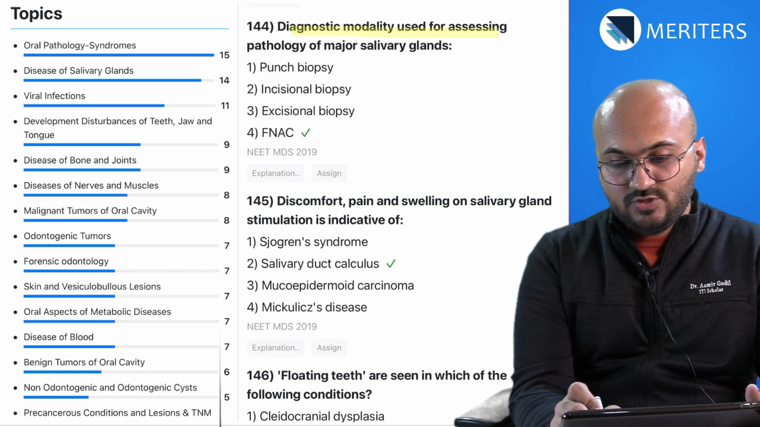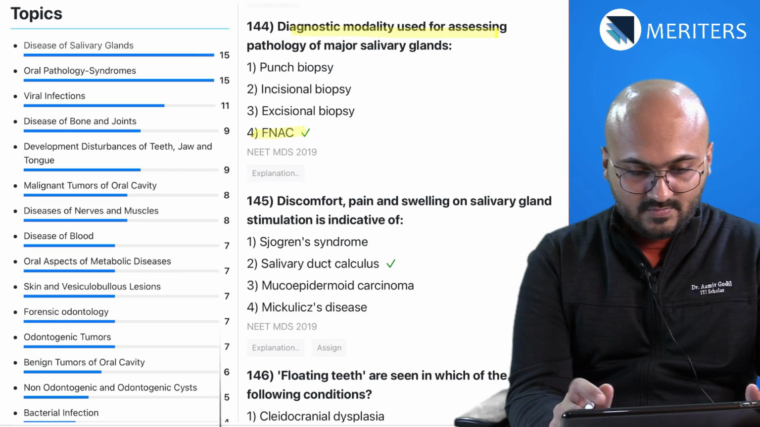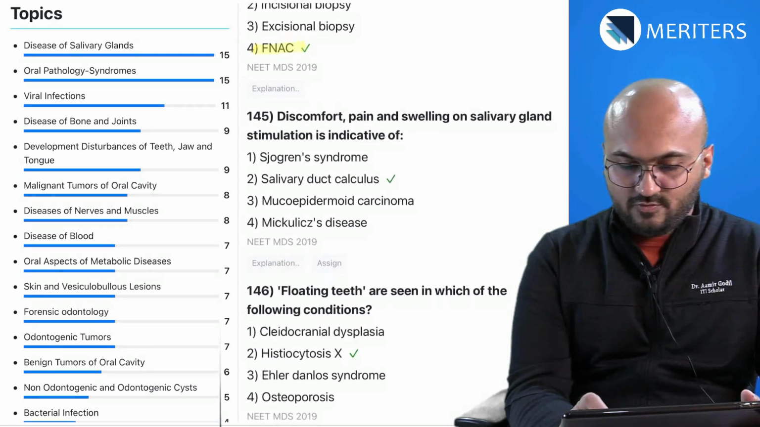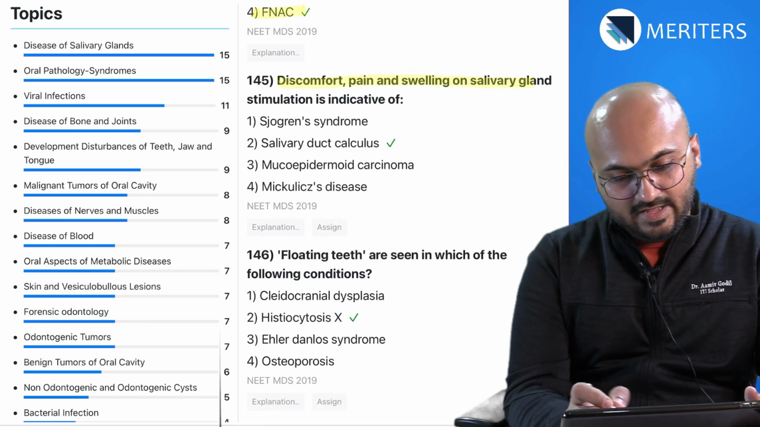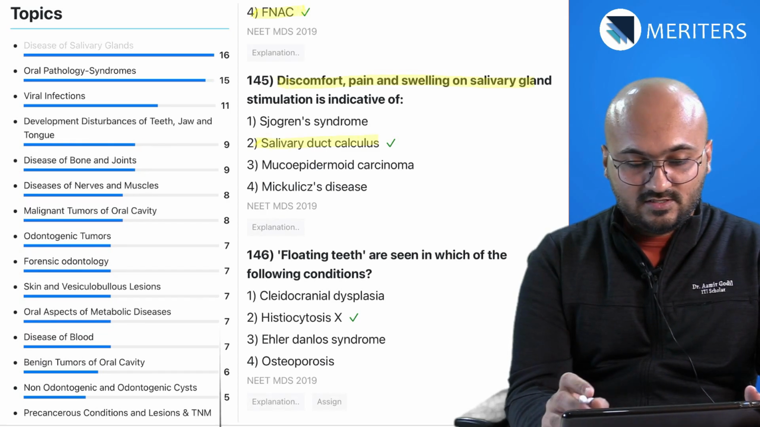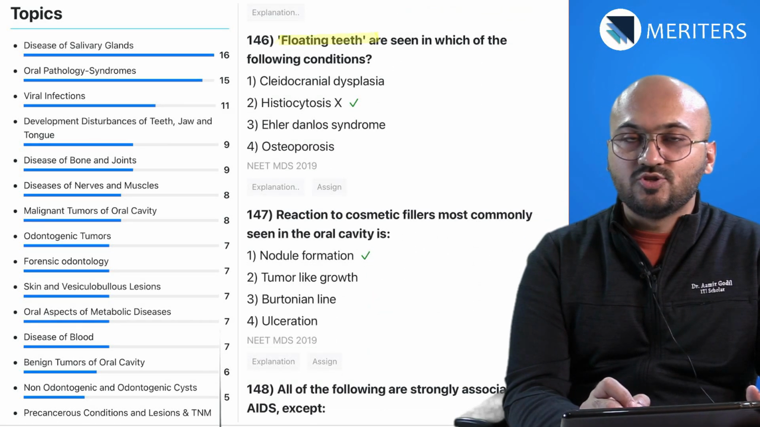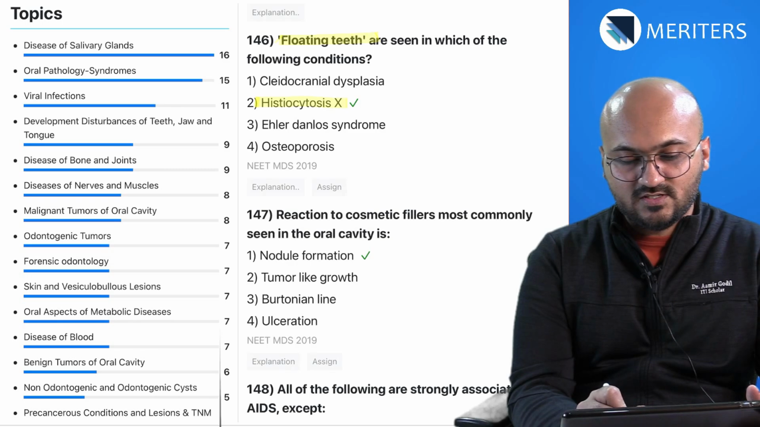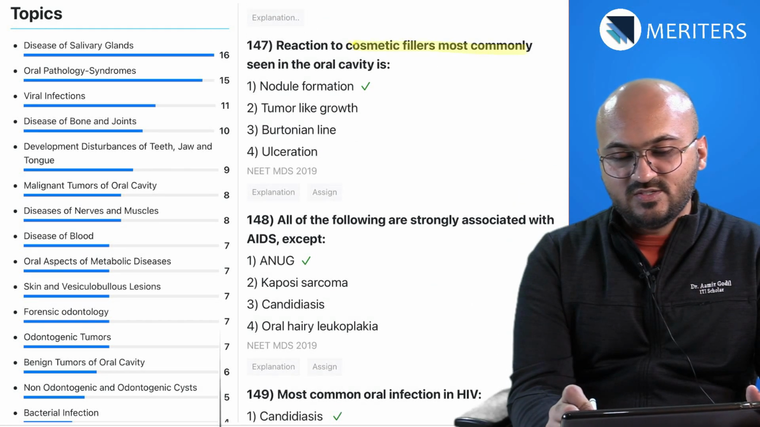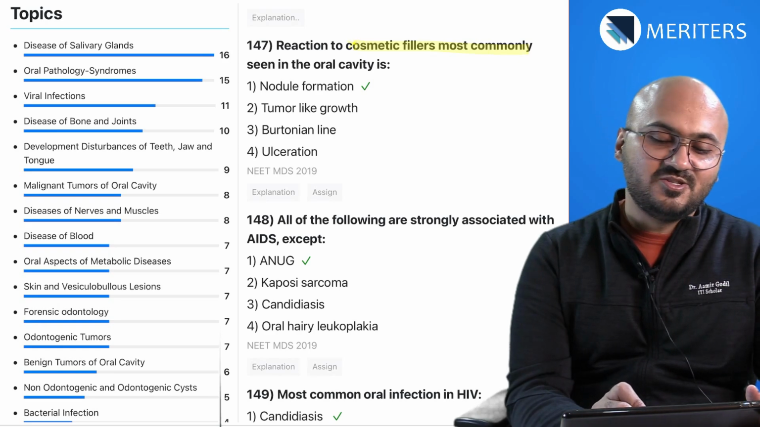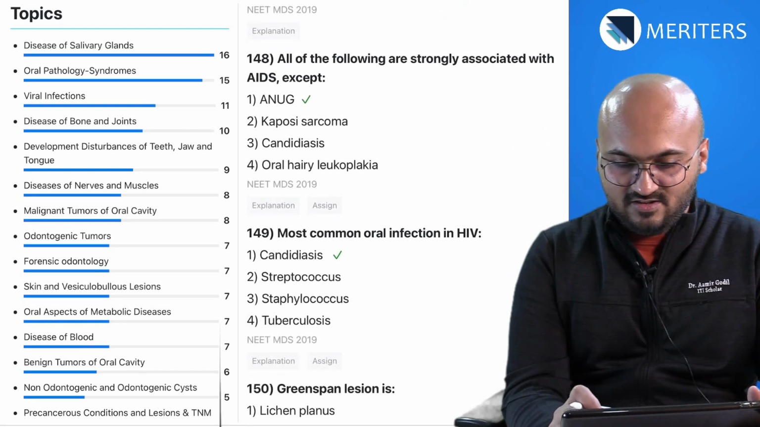Diagnostic modality used for assessing pathology of major salivary gland, you use FNAC very popularly. Salivary gland, lot of questions. Then discomfort, pain and swelling on salivary gland, again salivary gland, that is calculus. Floating teeth, second time, so it's repeating in 3 years, histiocytosis. Reaction to cosmetic fillers, most commonly seen in oral cavities by nodule formation, very popular amongst youngsters.